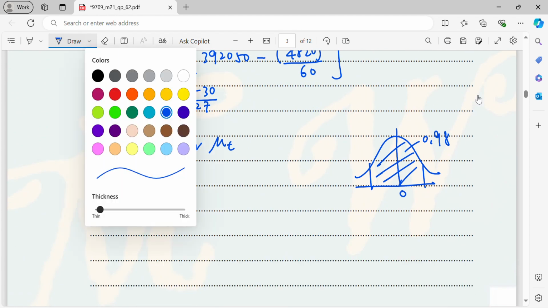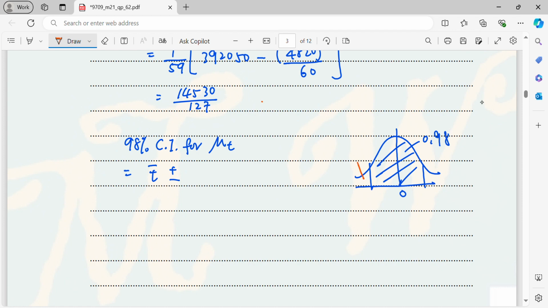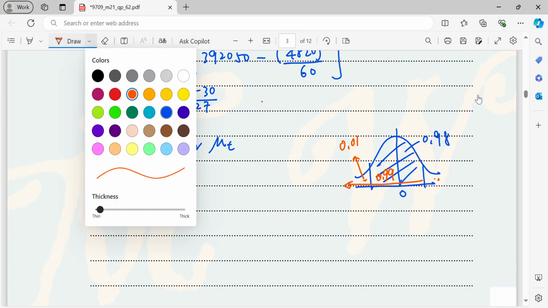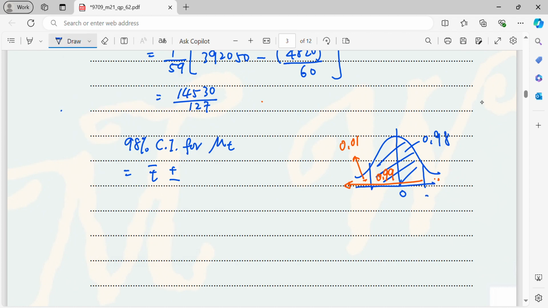For the normal graph, we need to know the region towards negative infinity. Since the middle value is 0.98, there will be another 0.02 shared by two parts, lower and upper. Therefore, each part is 0.01. So the total region towards the left side will be 0.99. Then you read from the normal table. The critical value is going to be 2.326. That is our critical value.